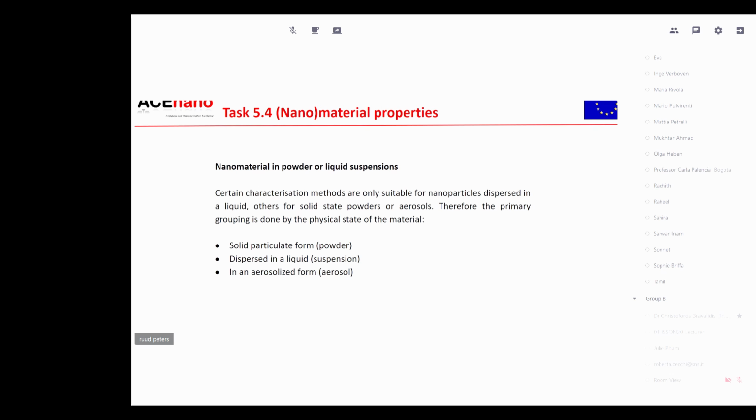The first one is actually what the material looks like. Is it a solid, is it an aerosol, or is it dispersed in a liquid, so a suspension? And this is important since certain characterization methods are only suitable for nanoparticles dispersed in a liquid or a powder. For instance, the BET method works only for powdered materials, while DLS works only with suspensions. And therefore, the primary grouping is done by the physical state of the material. Is it solid, dispersed, or aerosol?